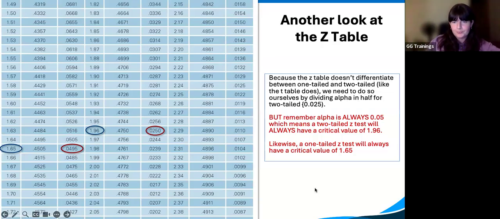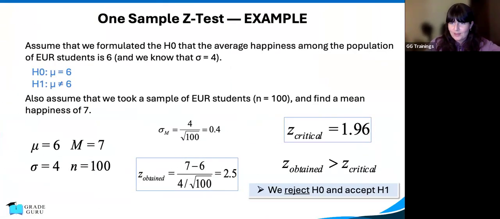All right, let me go back to the previous slide. You've got your obtained value that you calculated, 2.5, and because it's non-directional, we have our critical of 1.96. Then you compare them. If your obtained is greater than your critical, you reject. Is 2.5 a larger number than 1.96? Yes, it is. So we would reject this H0 and accept the H1, that the population average happiness is not 6. That is the full process.